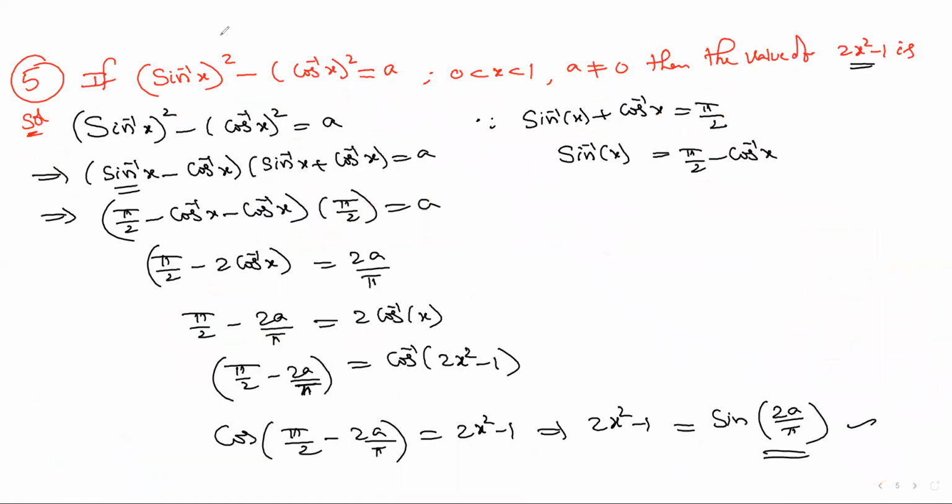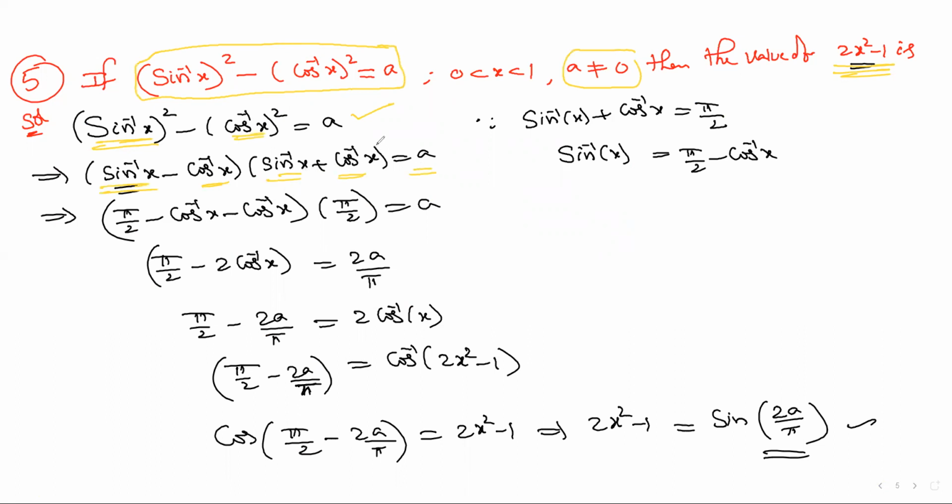Okay, now I am going to explain question number 5. In the statement, one condition is given: sin inverse x whole square minus cos inverse x whole square is equal to a, where a is not equal to 0. Then find out 2x square minus 1. Sin inverse x whole square minus cos inverse x whole square is equal to a, and according to the a square minus b square formula, it is a minus b into a plus b.